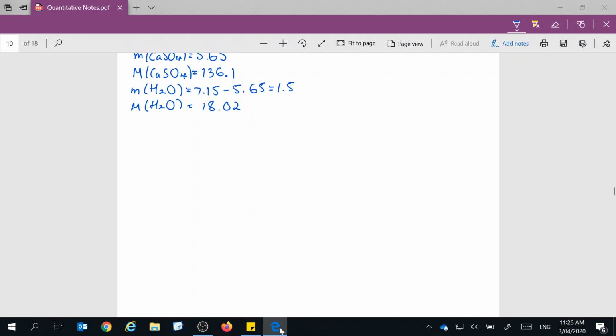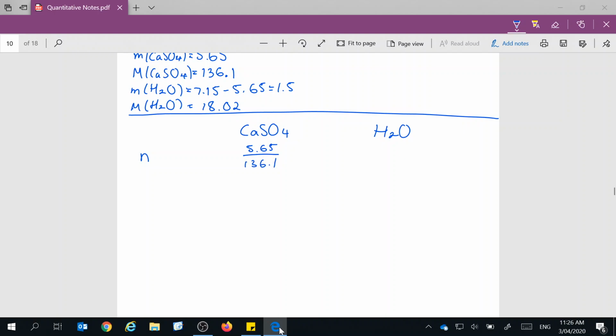Okay, now we need to be able to compare the number of moles of both to get a ratio. So calcium sulfate and water. The number of moles for calcium sulfate is the mass divided by the molar mass. So 5.65 divided by 136.1. For water, the same thing, 1.5 divided by 18.02. And that equals 0.0415 and 0.0832. So I think the ratio is pretty clear straight away.